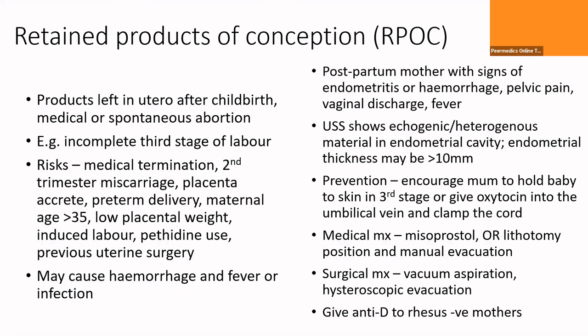Or you can try getting the mother in the lithotomy position, so that one again where the legs are up, and using ANTT techniques to manually separate the placenta from the uterus with your hand. And then if that's complete, you're going to give oxytocic drugs with antibiotics, usually cefuroxime and metronidazole, just to ensure that everything has been completely evacuated. If these don't work, then consider vacuum aspiration or hysteroscopic evacuation surgically, and again give anti-rhesus D to any mothers who you don't know the status of or who are rhesus negative.